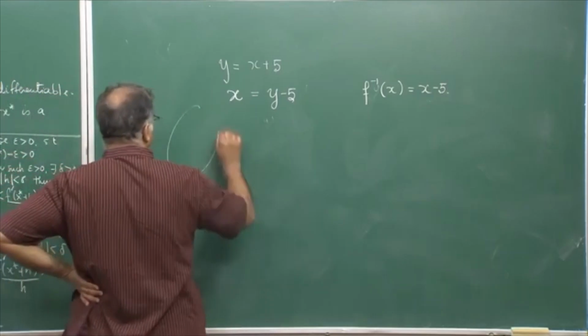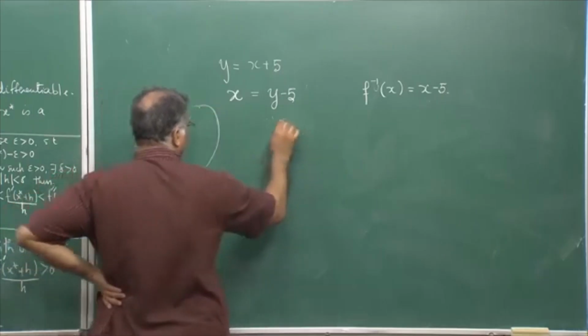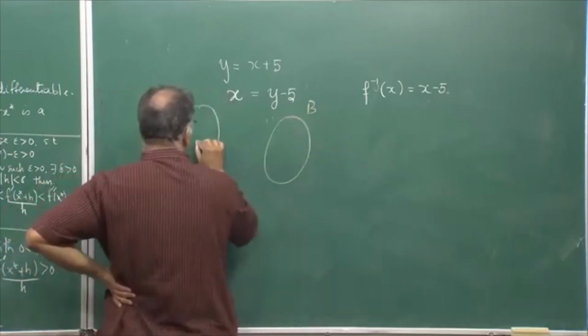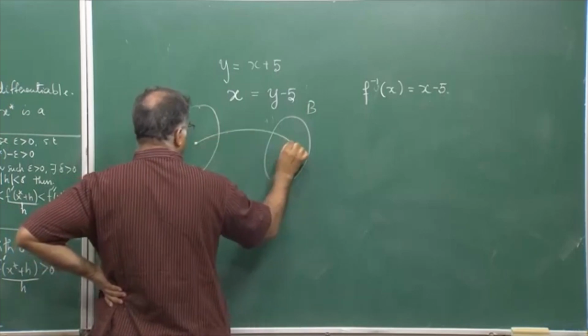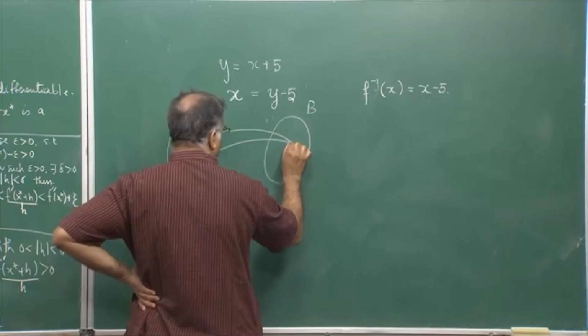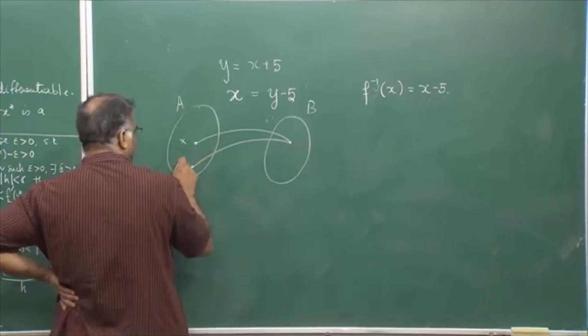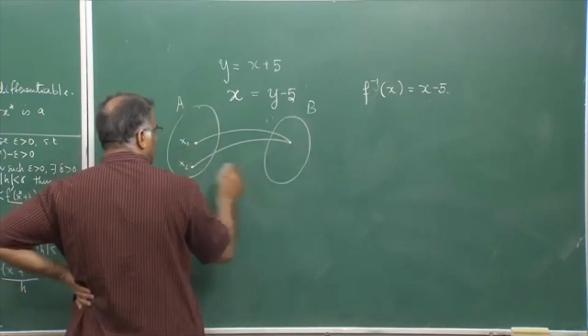So, here is your domain and here is your range. This is a very important concept. You see, there can be 2 points which are going to the same value, 2 x's in A, x1, x2, which can go to the same y.